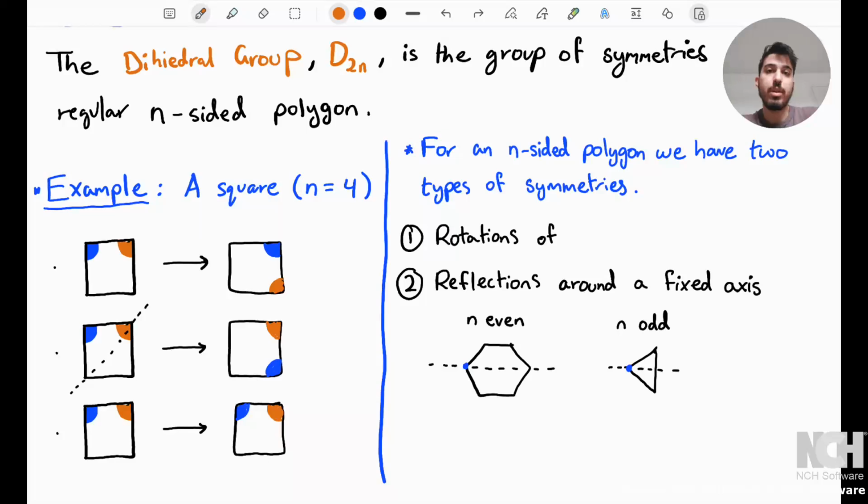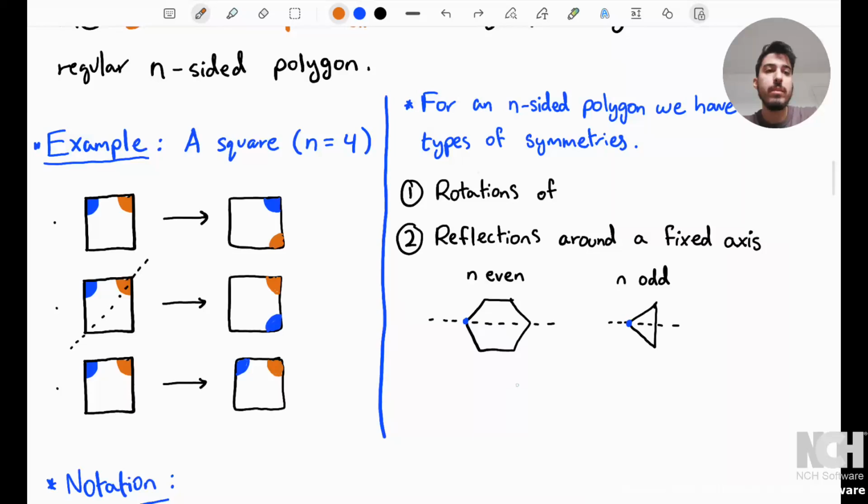For an n-sided polygon, we have two types of symmetries in total. Either we can rotate the polygon, or we can do a reflection about a certain axis. Now the rotation, we need to quantify how many degrees we can rotate it. Well, in a circle, we have an angle of 2 pi.